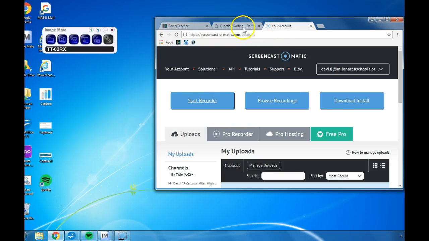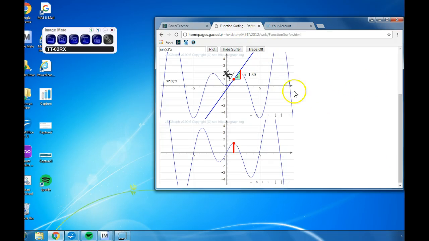Alright, so we're going to start talking about derivatives, and we're going to do derivatives graphically first, and then we'll get into how to do them from an equation. But first, I'm going to go through what the concept is, what it means.